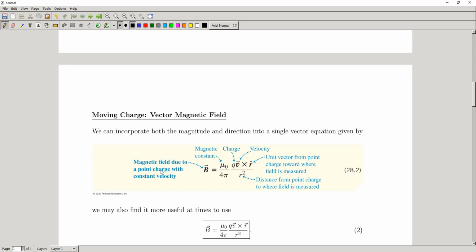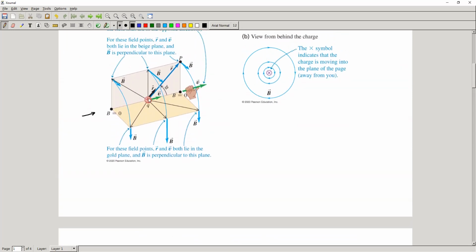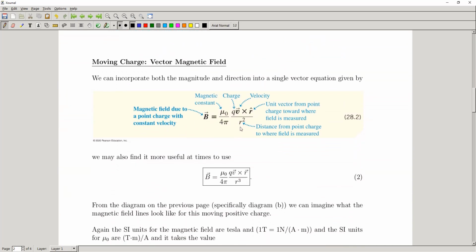We have the magnetic field due to a point charge with a constant velocity. That's our B field vector here. We have the magnetic constant over 4 pi, the charge of the particle that's moving. This is the velocity of the particle that's moving, and we cross that into the unit vector, which we can see on the diagram here. This is the unit vector defined by the vector that points from our source to our field point. Okay, so r is this distance between the two, and r hat is that direction.